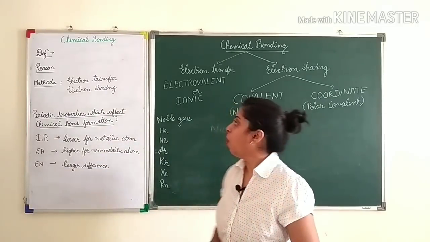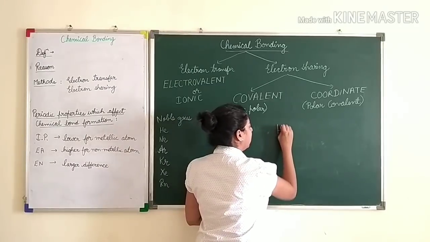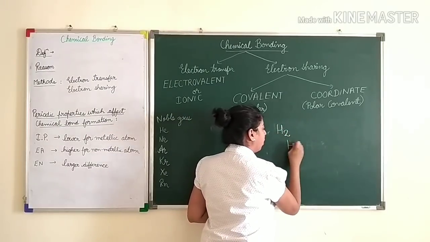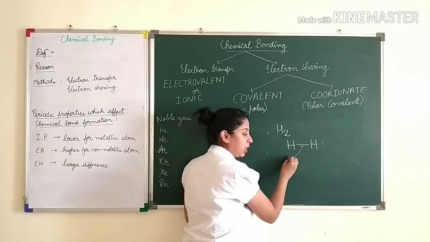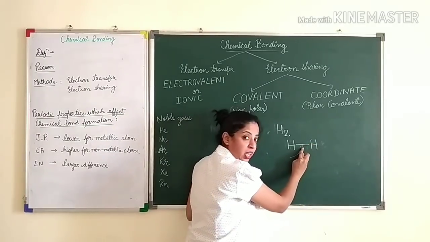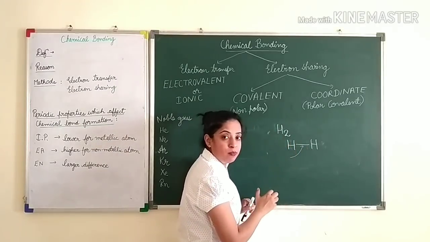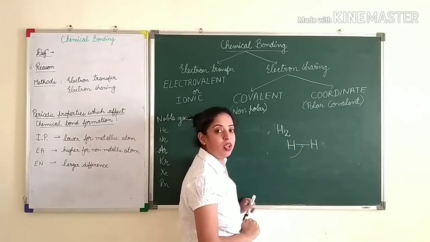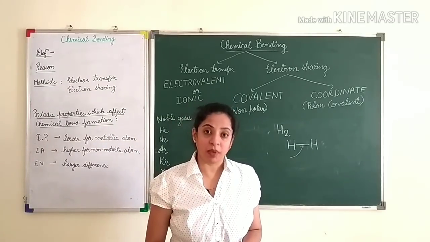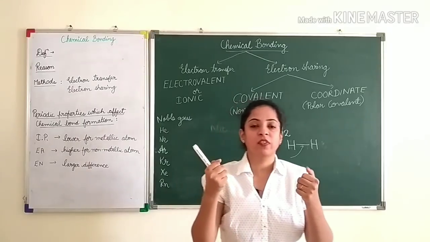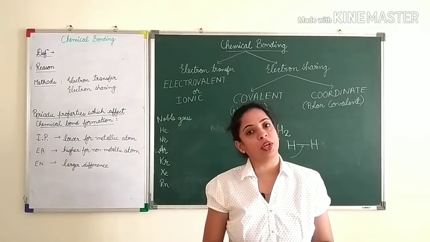Let's move ahead. What is chemical bonding? For example, in hydrogen molecule, one hydrogen atom is bonded to another hydrogen atom. So what is this? This is a chemical bond. This linkage or the force which holds the 2 atoms in a stable molecule is known as chemical bond or chemical bonding. So chemical bonding is the force with which 2 atoms are held together in a stable molecule.